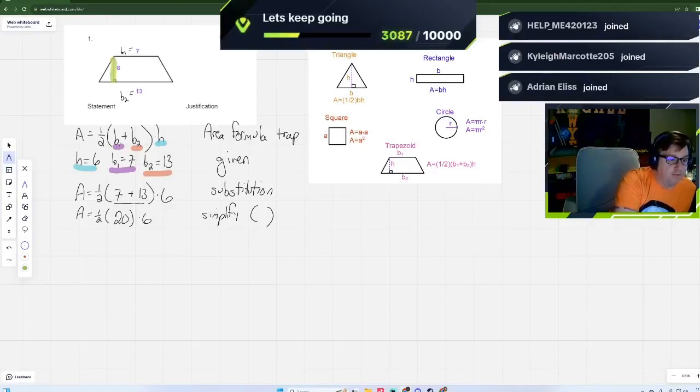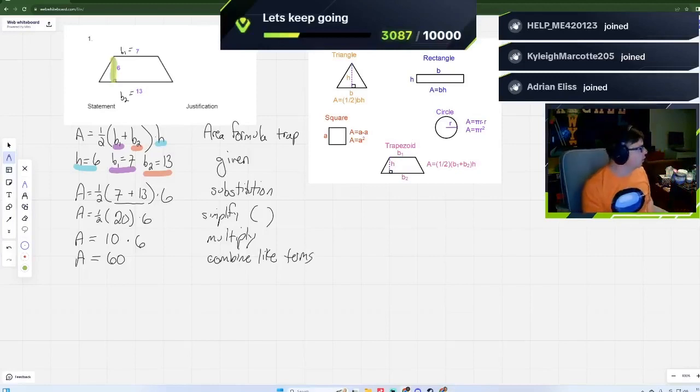Then, but look what happens. If I take half of 20, that's not too bad because half of 20 is 10. So I'm going to multiply. Okay, and then do 10 times 6, and my area equals 60. And we can say multiply again or combine like terms. What I'm looking for is that you just understand you are trying to get to the area of the equation. However that works.